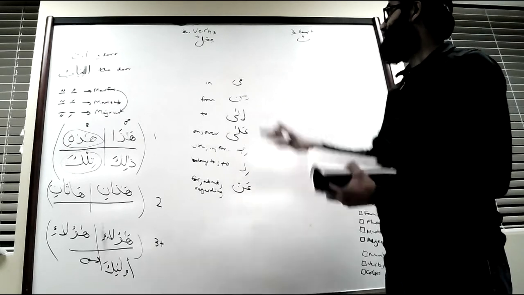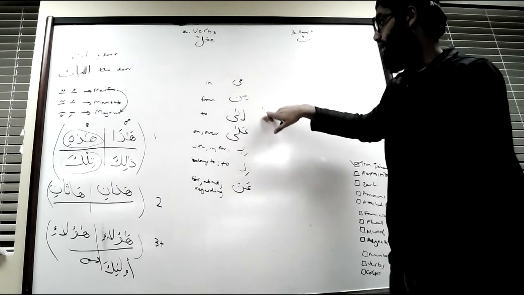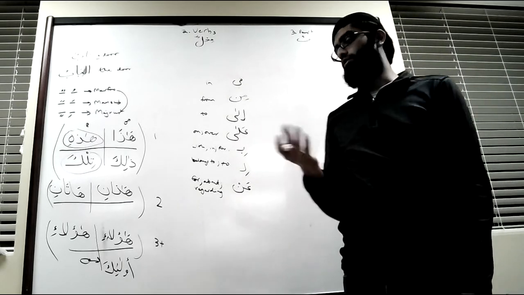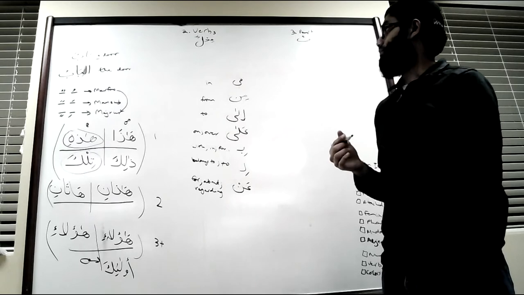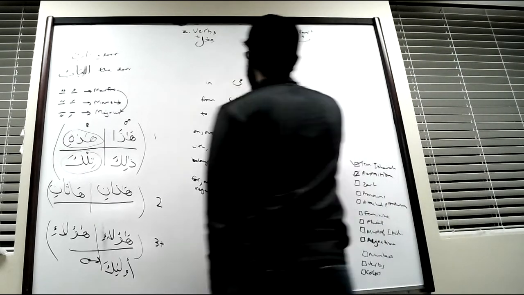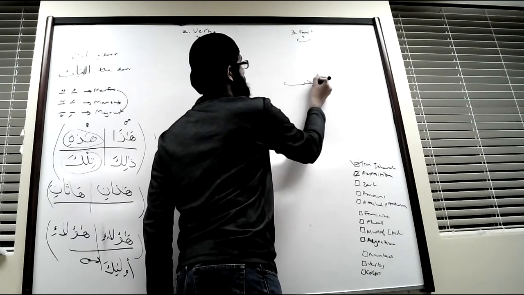All right. So anytime you have whatever follows these, this fi or min or ila or ala bihi an, it will be majrur. The ism will be majrur. Okay. So those are harf jar. We also did adverbs, which are like I was saying, tahta. What else?